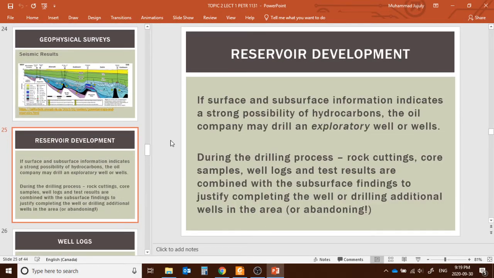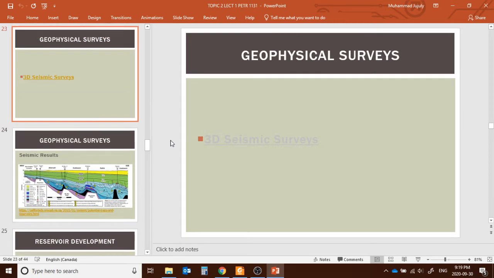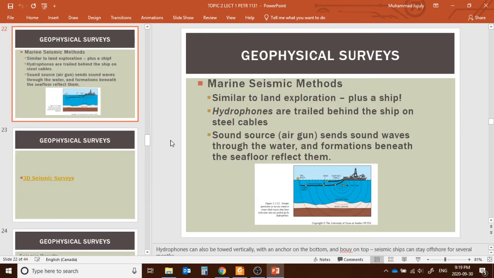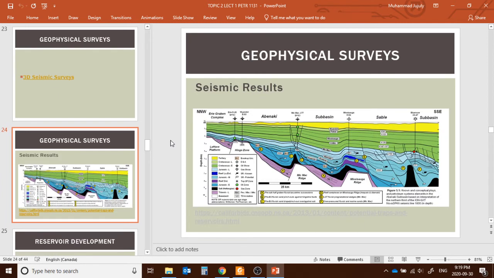So, reservoir development. When you deploy the exploration team, they collect the data. Now how do they collect the data? Once you do the seismic survey, you find the potential zones. For instance, here could be a potential zone, here could be another potential zone, and here could be another, right? So you have identified that these are the potential zones.